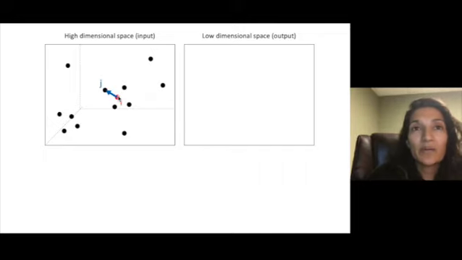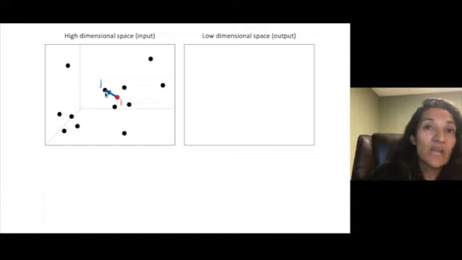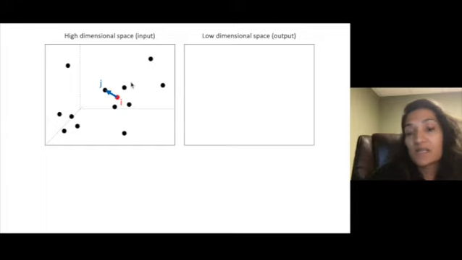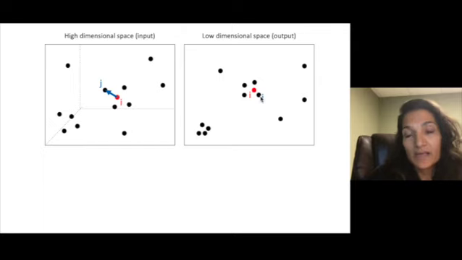So if we have a point I, tSNE tries to preserve its neighbors. For example, this point J is a neighbor of point I. So it tries to find a low-dimensional embedding where J is also I's neighbor.